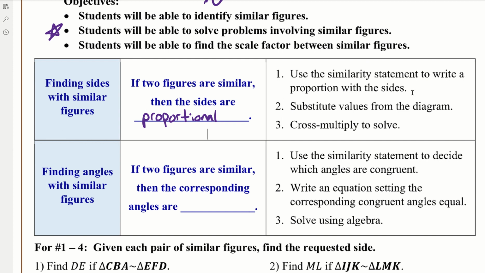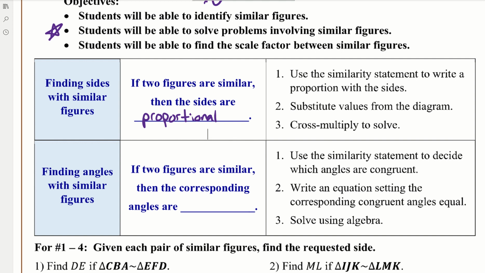So what we're going to do is use the similarity statement to write a proportion with the sides. We're going to use our known values from the diagram, and we're going to have to put a variable in there somewhere, more than likely. Sometimes we have to create that variable, sometimes it's part of the problem, and we're going to solve that. And like we did a couple lessons ago, we're going to cross multiply. We'll see plenty of examples in a second.